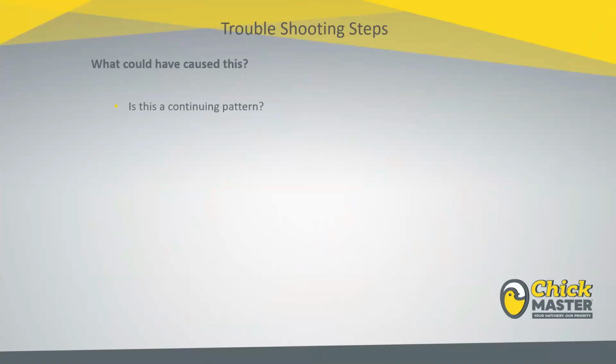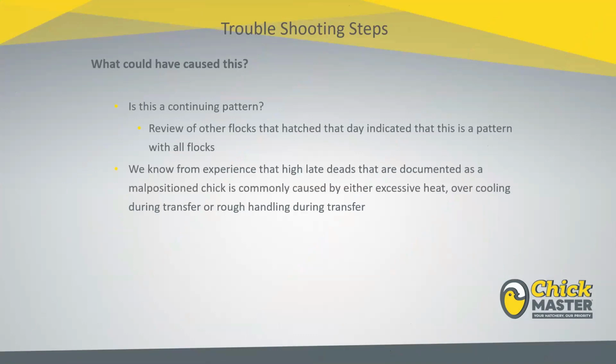So when I went through the troubleshooting steps with this one, first thing I looked at is, is it a continuing pattern. And review of other flocks that hatched that day indicated it was a pattern with all flocks. We know from experience that the high late deads that are documented as malpositioned chicks are commonly caused by either excessive heat or overcooling during transfer, and oftentimes rough handling as well. So we knew that we needed to review all of those items.